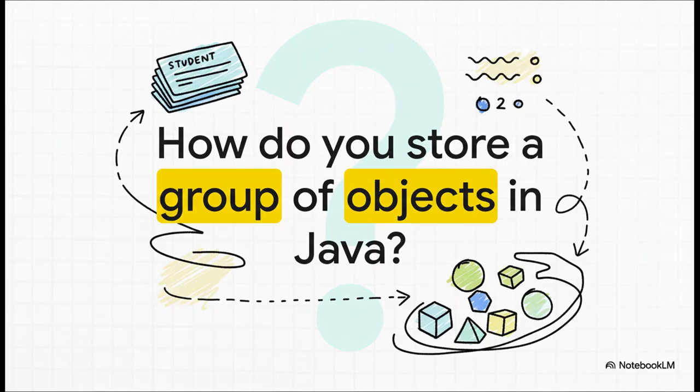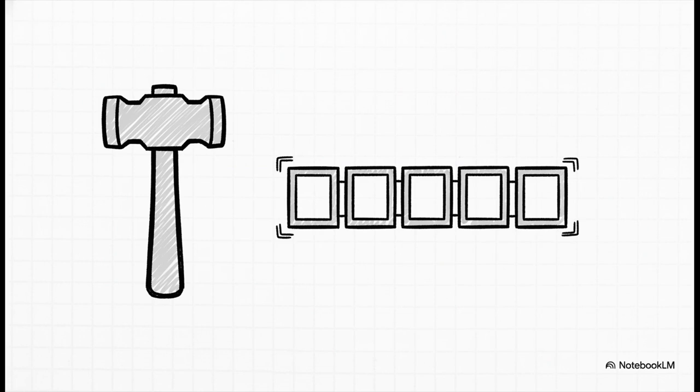So let's start with a really basic question. It's probably one of the first things you ever had to figure out. You've got a bunch of student roll numbers or a list of scores, a group of anything. What's the first tool you reach for to store them? Yep, of course, it's an array. We all start there, right? It's simple, it's straightforward, and for a fixed number of things, it gets the job done. It feels safe and predictable.